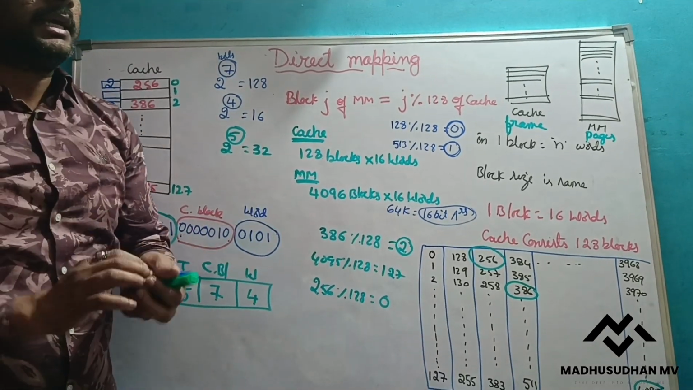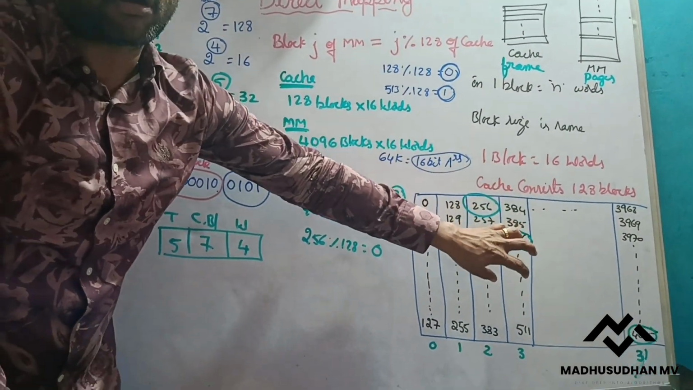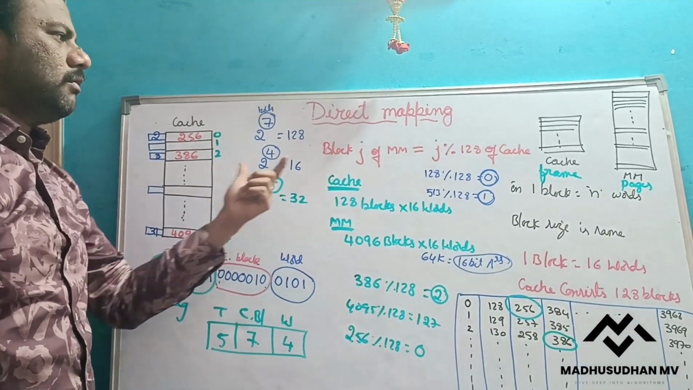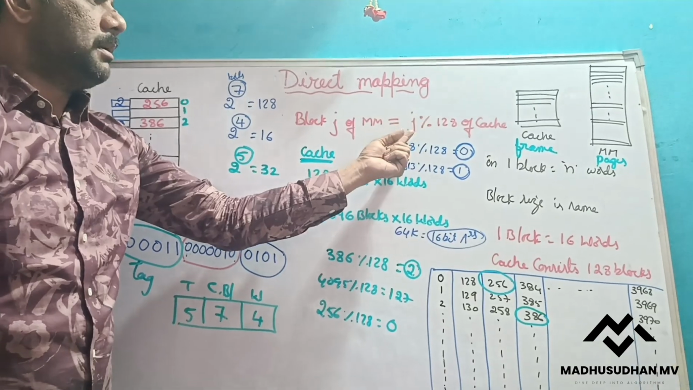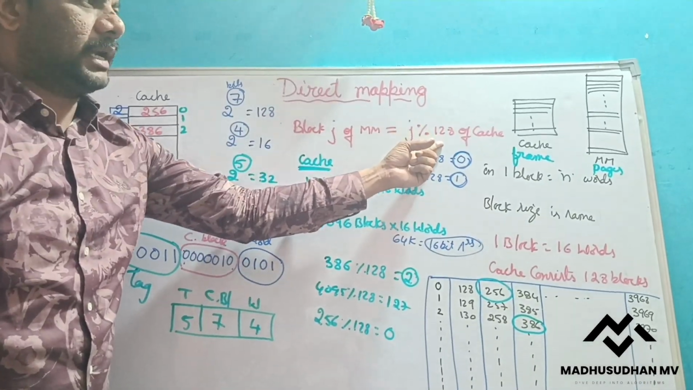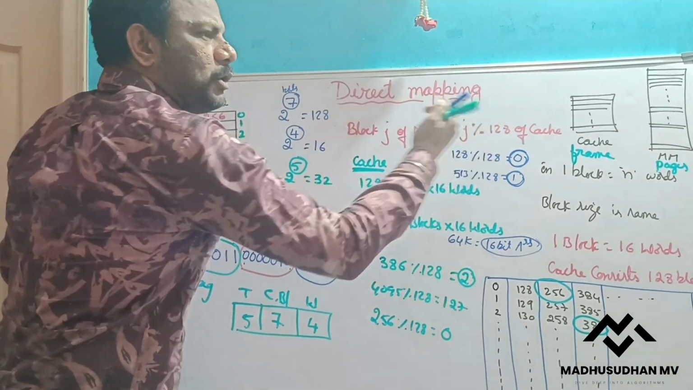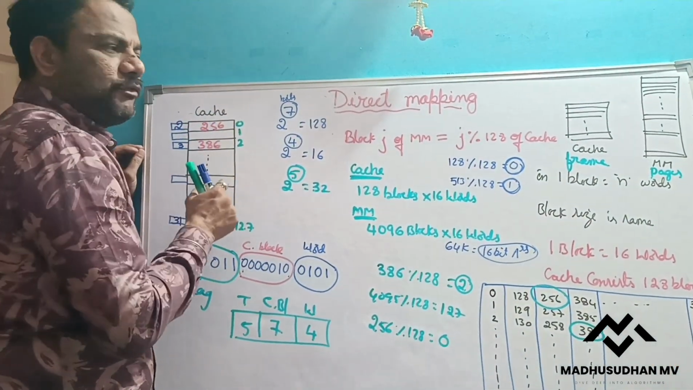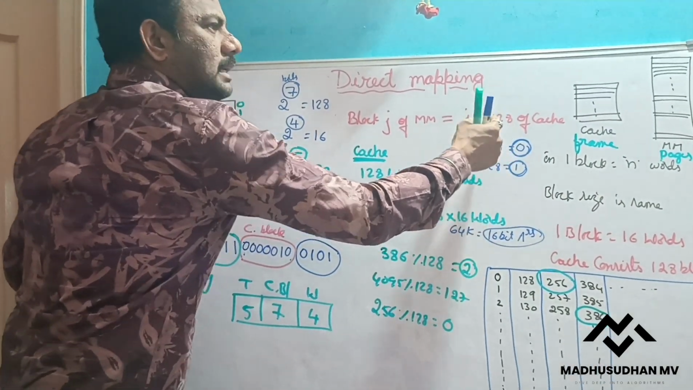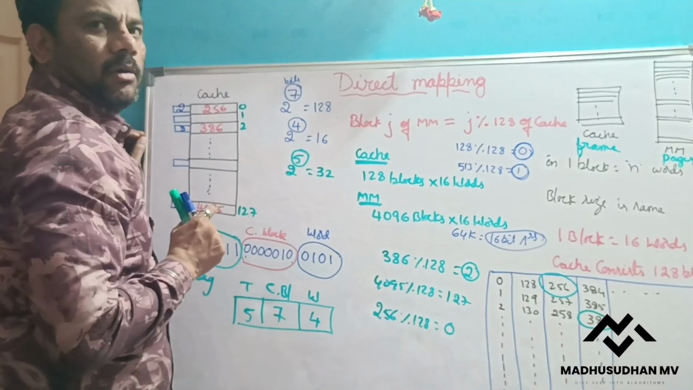So the summary is, in direct mapping we identify which block of main memory is brought into which cache block using this formula. We just divide the memory block number by 128, because here the cache has 128 blocks. Suppose the cache contains 256, divide by 256. If the cache contains 64, divide by 64. Like that, divide by the size of the cache and take the modulus. In that modulus block, you have to place the main memory block.